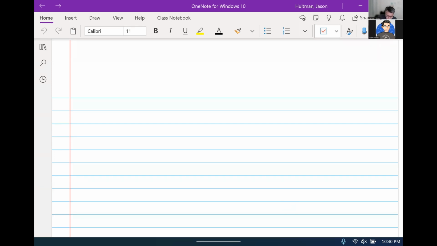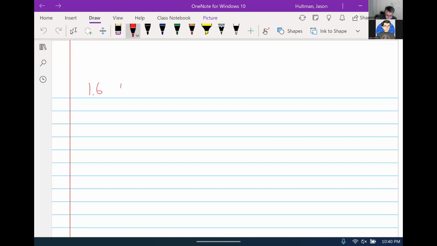Okay, 1.6 is first order linear differential equations. Not to be confused with the First Order from one of my favorite movies, Star Wars. So, a different first order. First order meaning that it's the first derivative, linear differential equations.